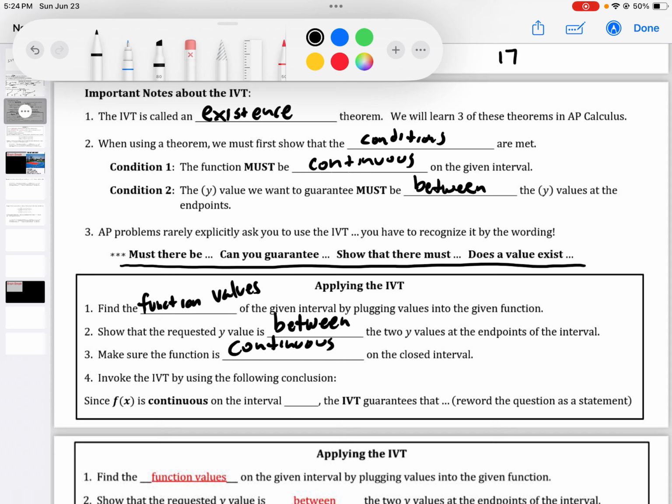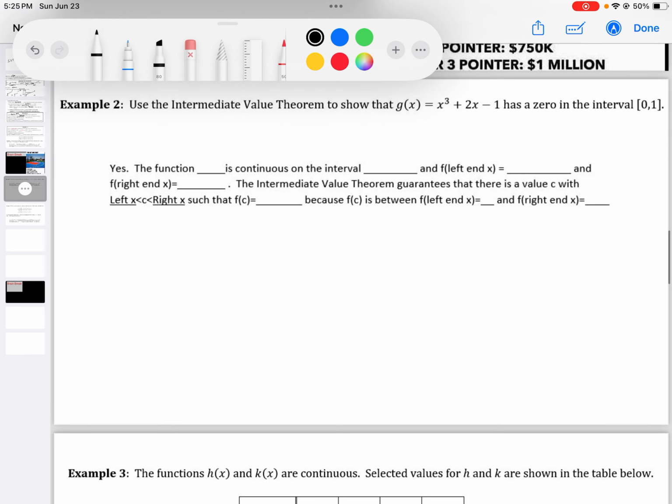Make sure the function is continuous. Usually the problem will say the function is continuous, and then you just repeat it. Or if it's a polynomial, we know polynomials are continuous, so we would just say, since it's a polynomial, it's continuous on the closed interval. Okay, then invoke the IVT by using the following conclusion. Since f of x is continuous on the interval blah, blah, blah, the intermediate value theorem guarantees that. And then you reword the question.